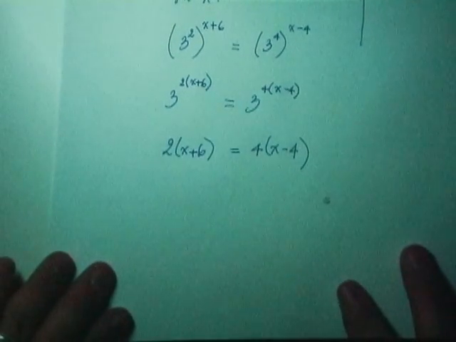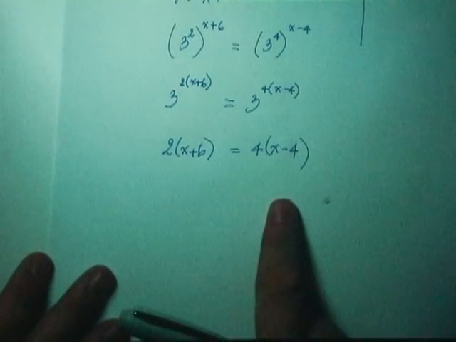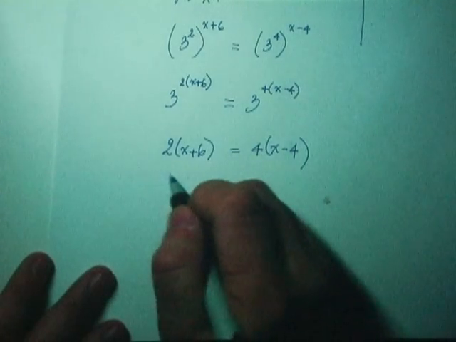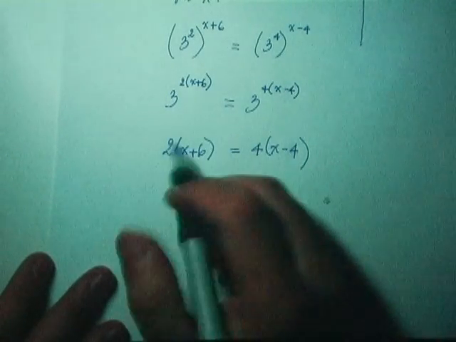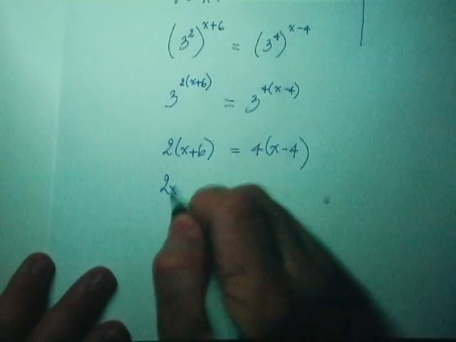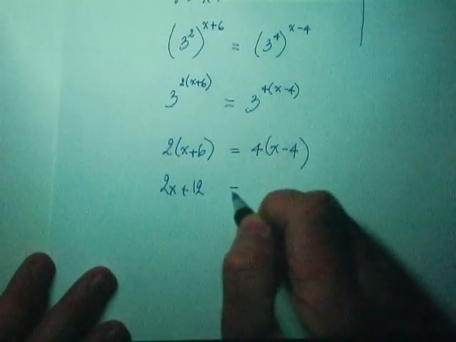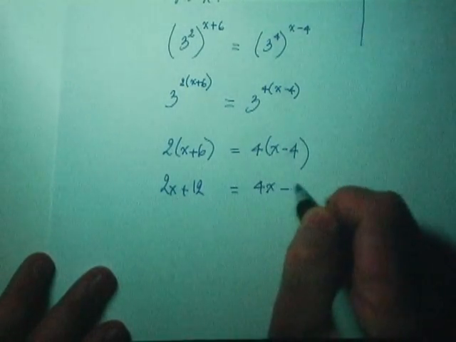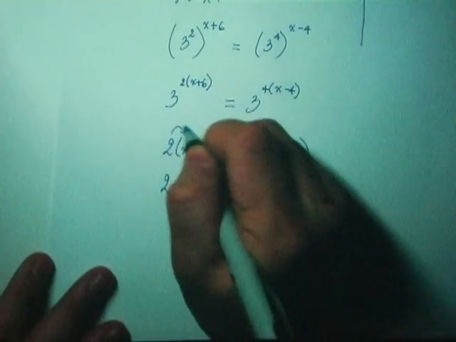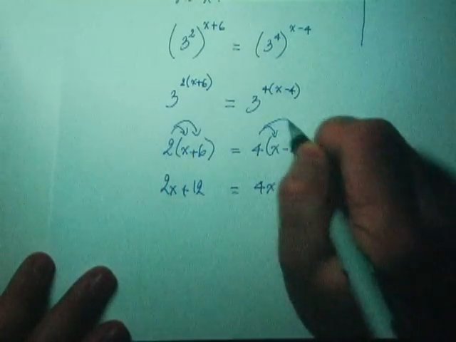And here, this last equation is once again easy to solve for. I'm going to distribute the 2 on the left side and distribute the 4 on the right-hand side. So I'm going to end up with 2x plus 12 equals 4x minus 16. I was just simply using the distributive law.